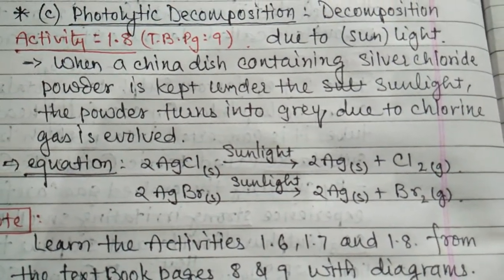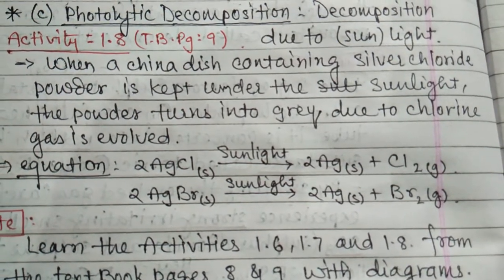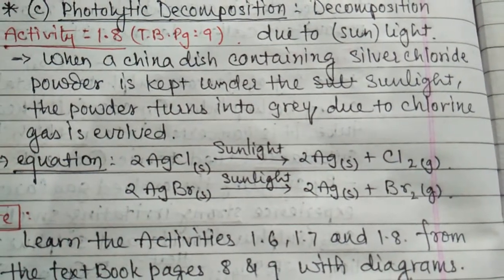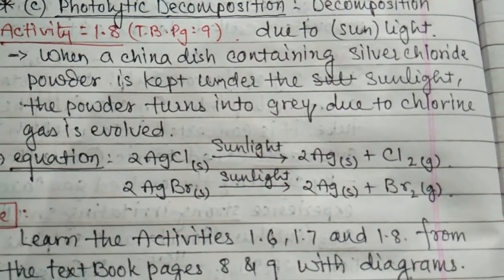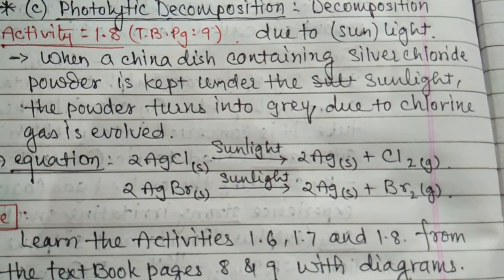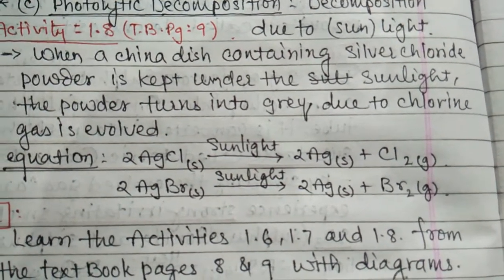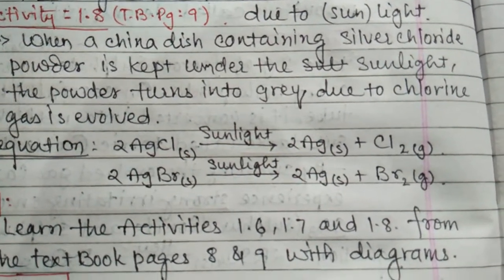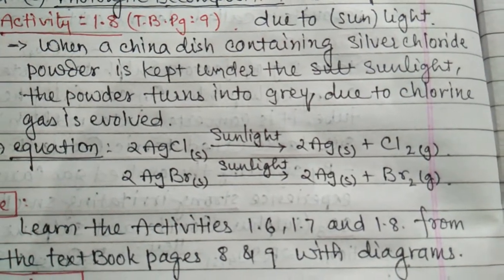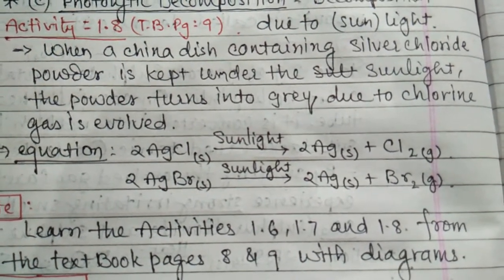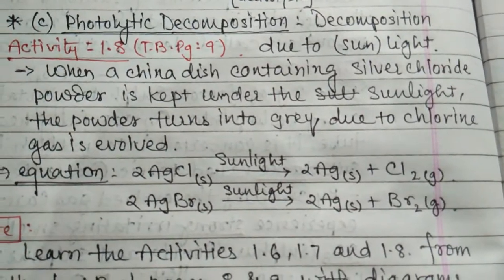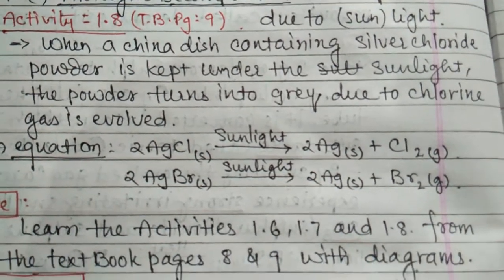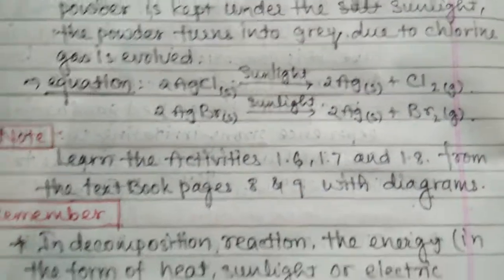We can take silver bromide, and this reaction also occurs: bromine gas is evolved and removed from the powder, and only silver remains in that petri dish. This reaction occurs due to the sunlight. So it is called photolytic decomposition. Photo means light, so it is due to light.